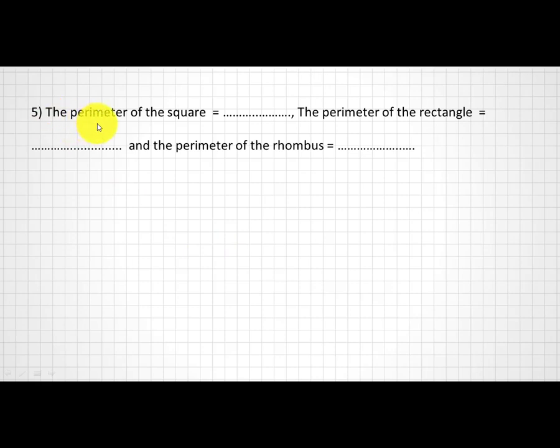Number 5, the perimeter of the square equals? Yes, side length times 4. And the perimeter of the rectangle equals what? Length plus width times 2. Well done. And the perimeter of the rhombus? Yes, like square, equals side length times 4.